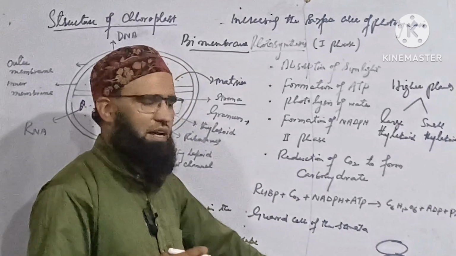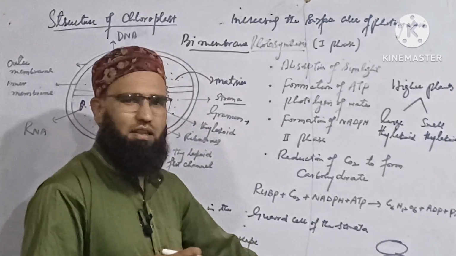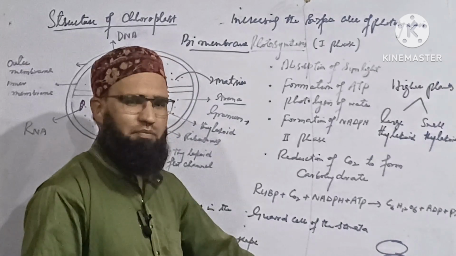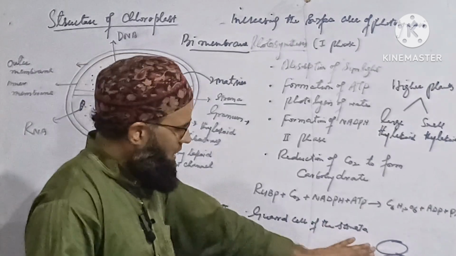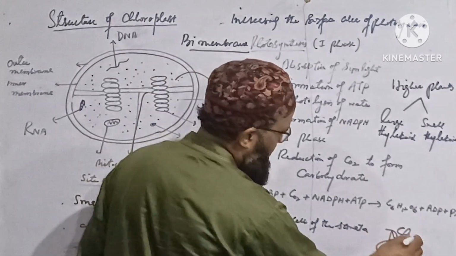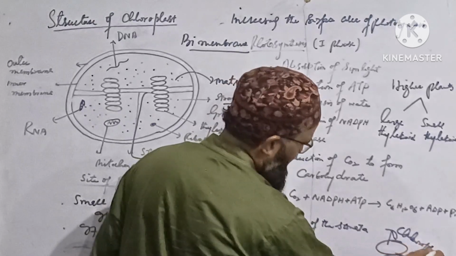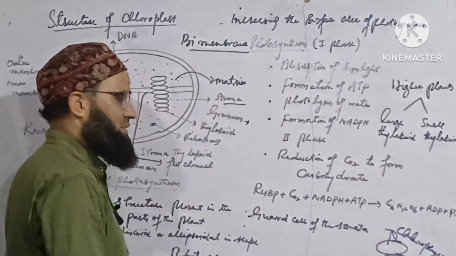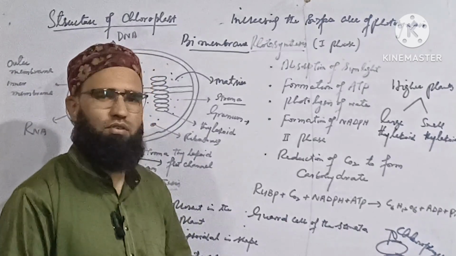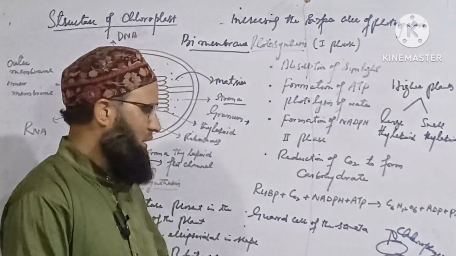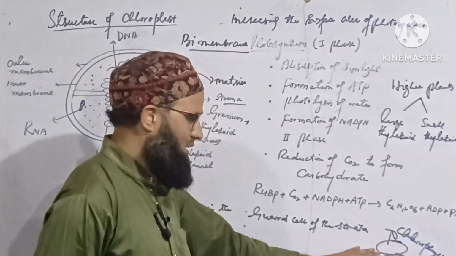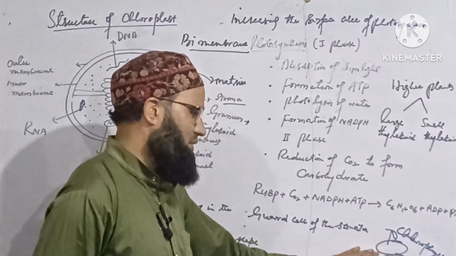So thylakoids are stacked on each other and they form a bundle-like or stack-like structure that is called the granum. This thylakoid is green in color because of the presence of chlorophyll. There are different types of chlorophyll, that is chlorophyll a, b, c, d, and e. Especially chlorophyll a is green in color, and that is present on the surface of the thylakoid.